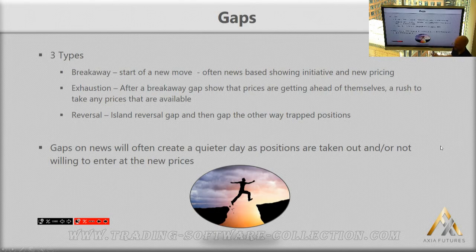You sometimes hear it referred to as an abandoned baby, which is nice. But yeah, the idea of an island reversal is you gap the market one way, so get sentiment very strong one way, and then gap it back the other. Should theoretically create a nice high or low.